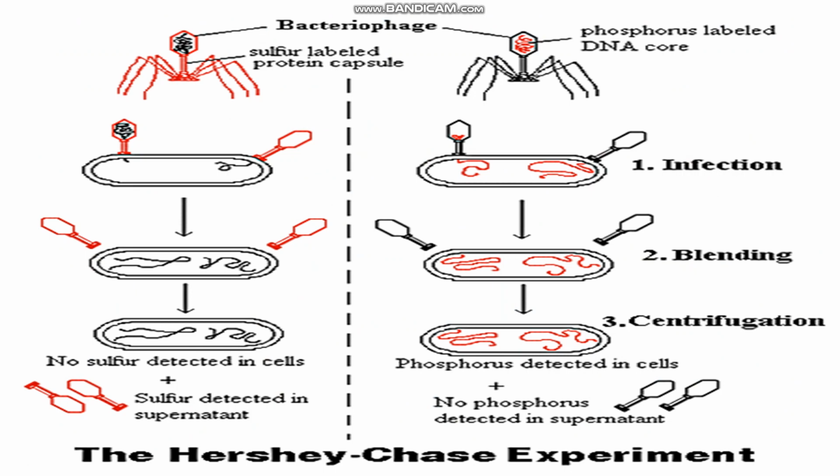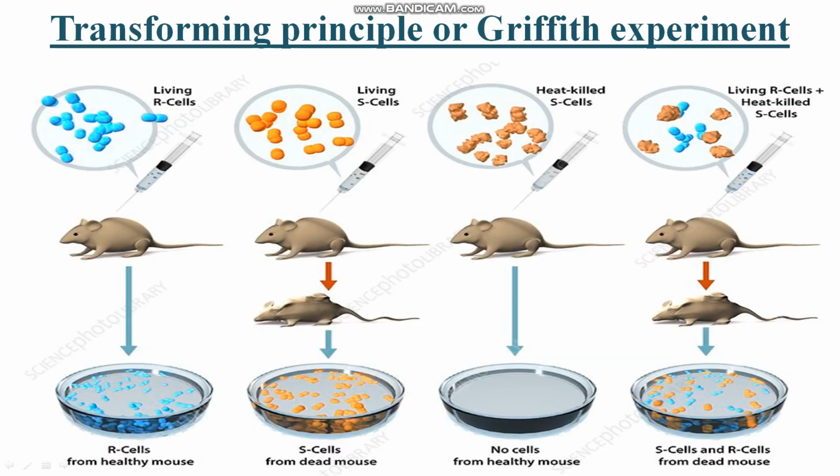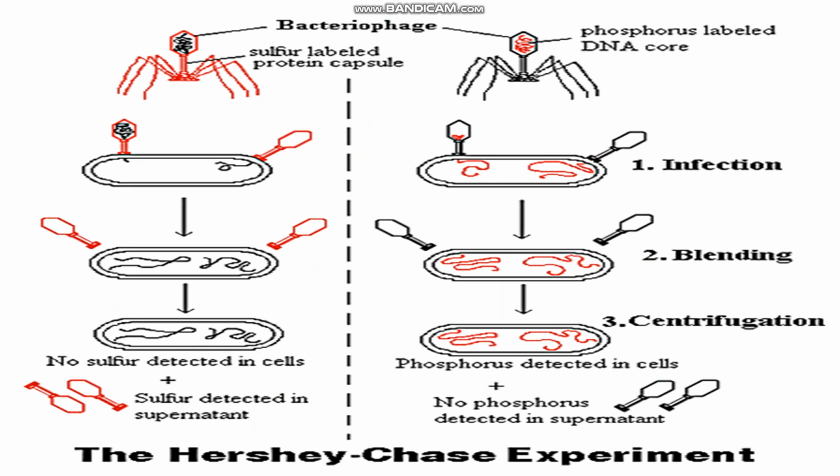Here, the confirmation of DNA, that the genetic material is DNA. In the case of the transforming principle, it was not confirmed that the genetic material is DNA. It was just, you can say, the foundation of molecular biology, that yes, something is transforming from the S strain to the R strain of bacteria, and that's why this happens. Clear? So let's see the next, that is the Hershey and Chase experiment.